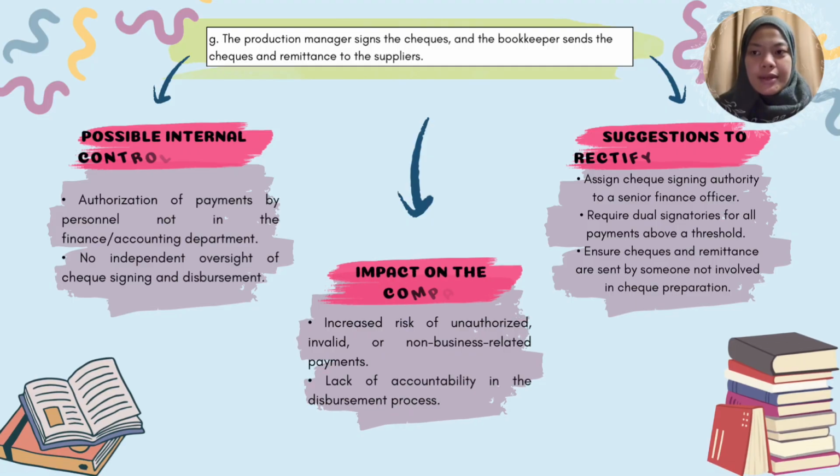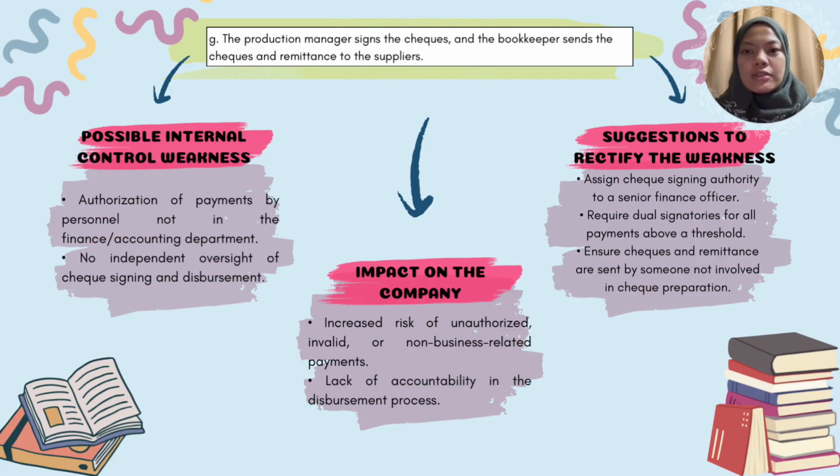Last question. The production manager signs the checks and the bookkeeper sends the checks and remittance to the suppliers. Possible internal control weaknesses. First, authorization of payments by personnel not in the finance or accounting departments. Second, no independent oversight of check signing and disbursement. Impact on the company. First, increased risk of unauthorized, invalid or non-business-related payments. Second, lack of accountability in the disbursement process.